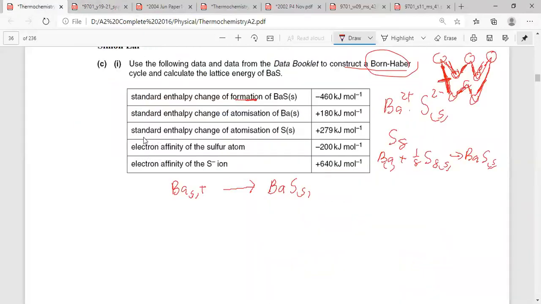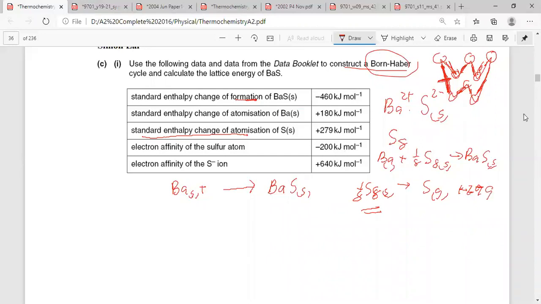The enthalpy of atomization for sulfur means 1 mole of gaseous sulfur from its element, which is this one now, 1/8 of S8 solid going to gas. Yes, 1 mole from this one. Now this is given as positive 79.